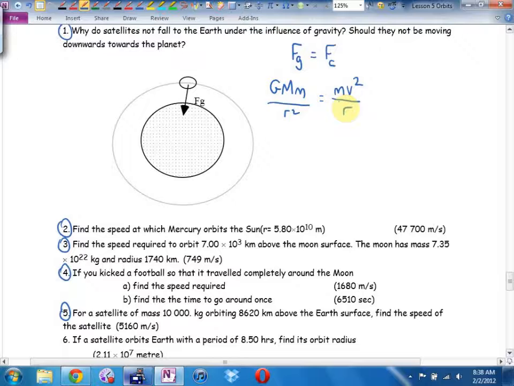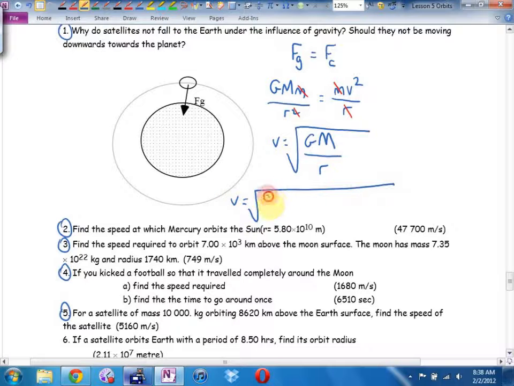Is that okay so far? And yay, the mass cancels and one of the r's cancels. Now, I got to be careful which numbers I use. G is still going to be 6.67 times 10 to the negative 11. We're pretty sure that's constant throughout the universe. We're doing the moon, so what's the mass of the moon? 7.35 times 10 to the 22.